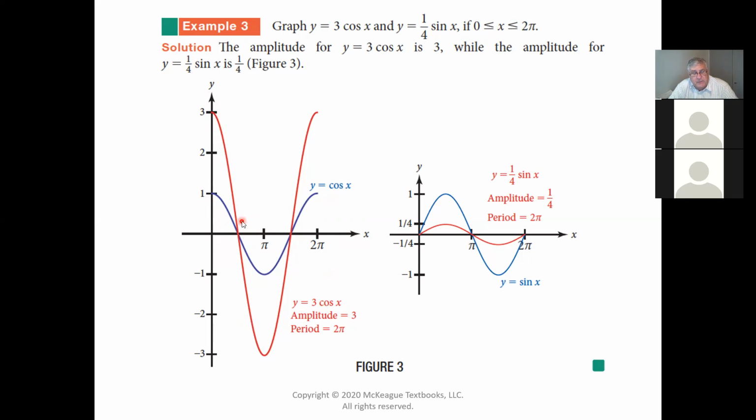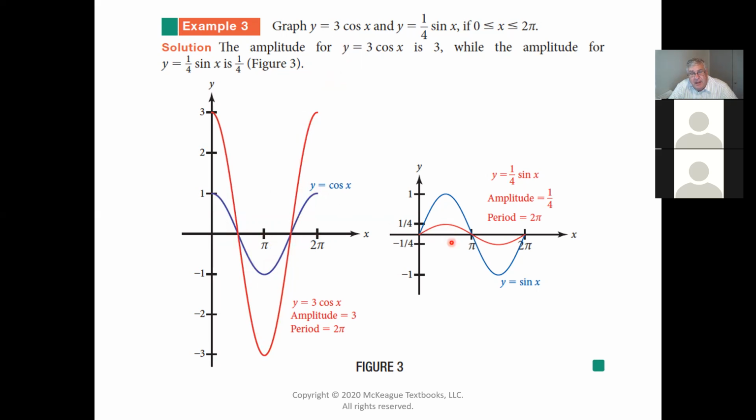Whereas the amplitude of the blue graph y equals cosine x is just 1. So notice by placing a 3 in front of cosine x, you triple the amplitude of y equals cosine x. Both waves are still in phase with one another. They both have the same x-intercepts, the same period, and the minimum point still occurs at the same value of x, namely pi. The maximum points also occur at the same values of 0 and 2 pi.